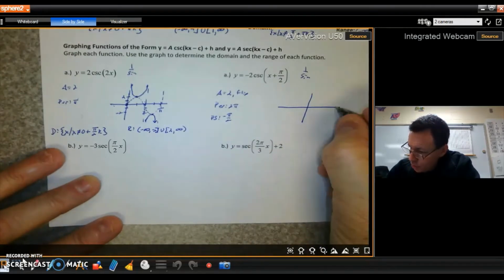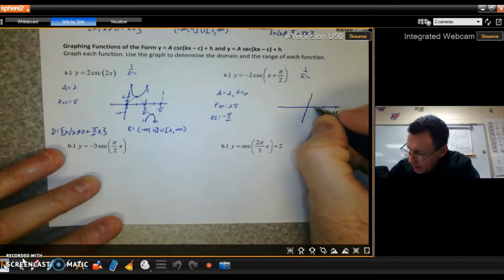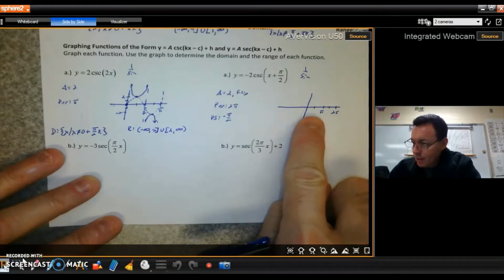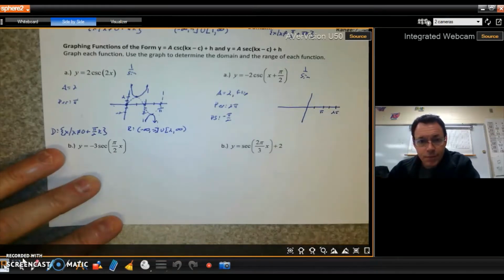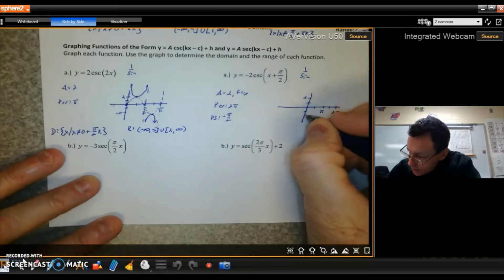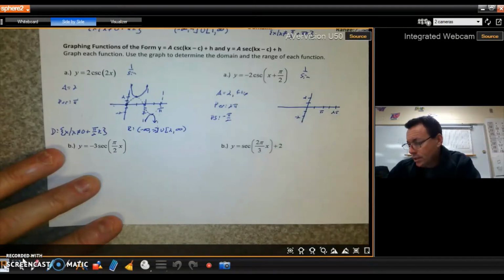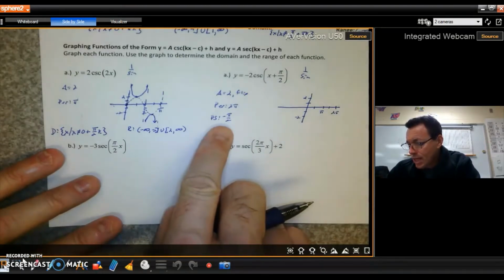All right, so we're going to start with labeling our x and y axis. All right, period is 2 pi, so there's 2 pi, that's pi. So that means that'd be pi over 2, and that'd be 3 pi over 2. Our y-axis needs to go up to 2, down to negative 2.